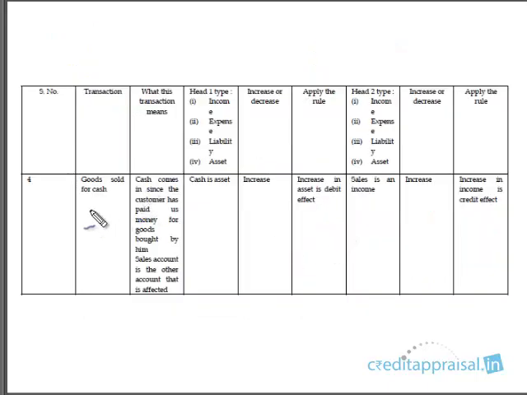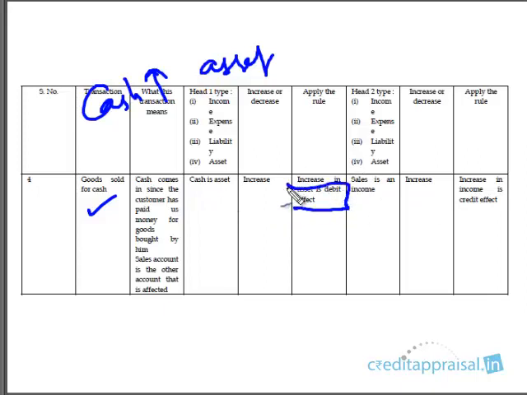Here goods are sold for cash. When you sell goods for cash, cash is coming into the business, so your cash is increasing. Cash is an asset. So what do we do? We debit all assets. So cash is a debit effect since we debit all assets, right?